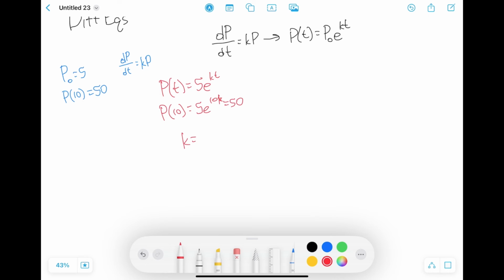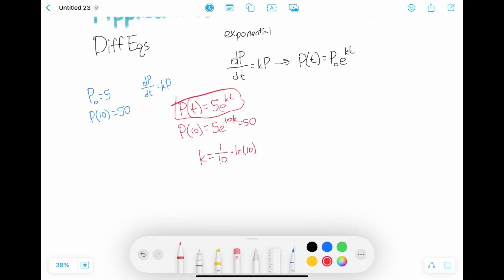We can solve, and after we move stuff around, we end up getting, I believe, 1/10 times the ln of 10. And this would just be our k value. We plug in that value, and then we would end up getting a function for P of t. And then any other question we're asked, like, what's the population at this time, or when will the population equal this, then we can just solve those easily.